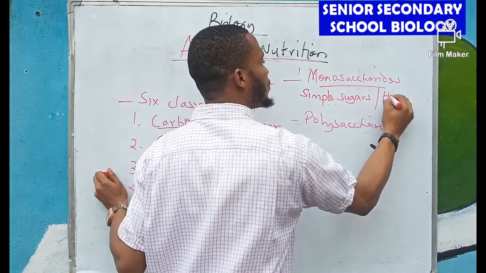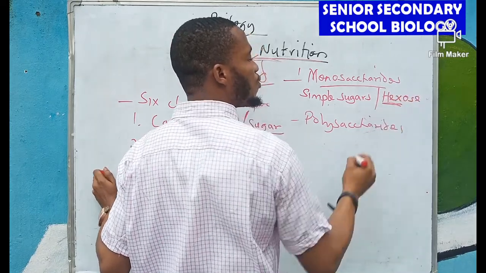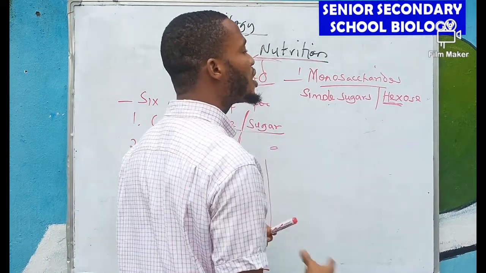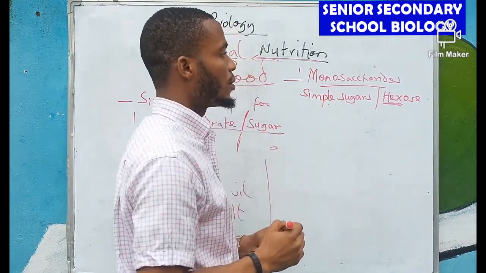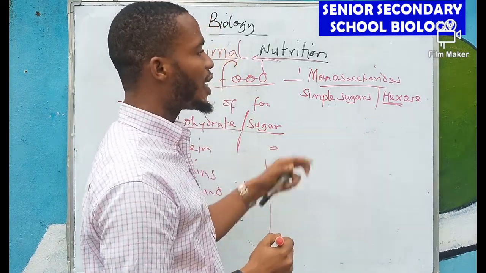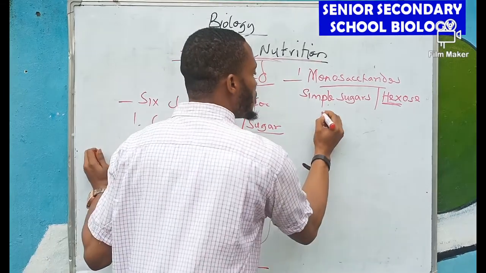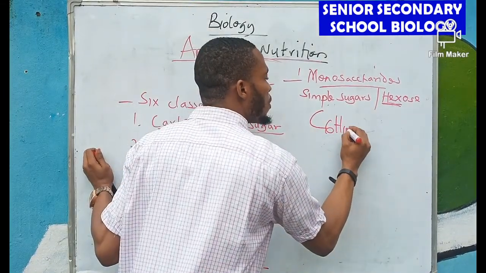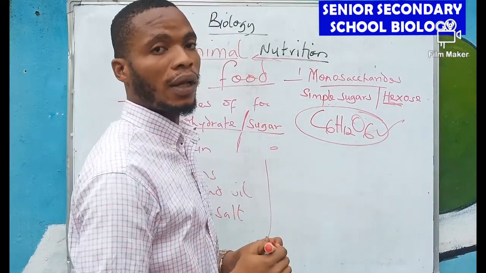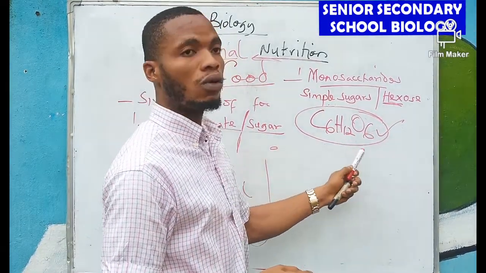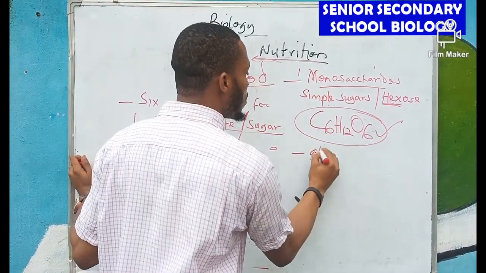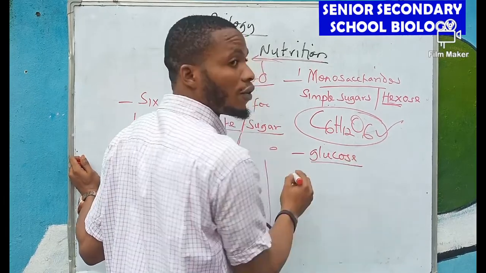They're also called simple sugars, or you call them hexose, because they have 6 atoms of carbon. They are the simplest form of carbohydrates. Another thing about them is that they have a chemical formula, C6H12O6. So every monosaccharide must have this chemical formula. Exactly, C6H12O6.